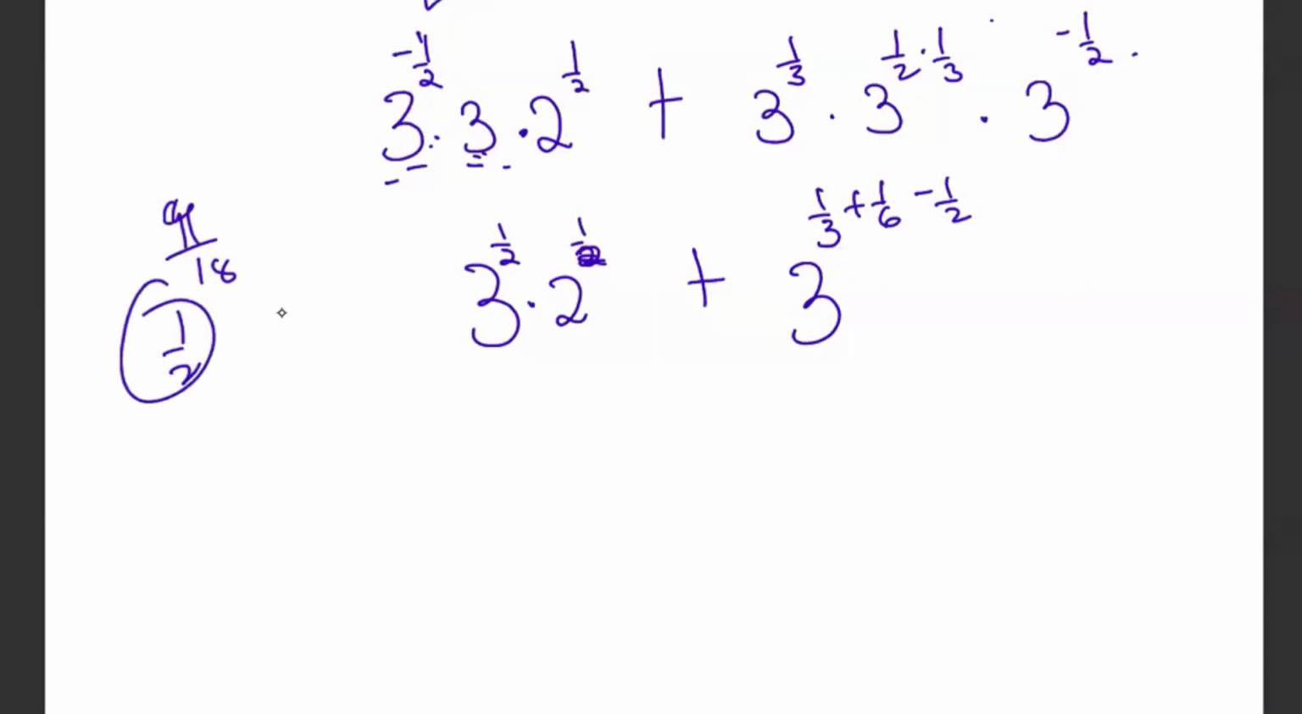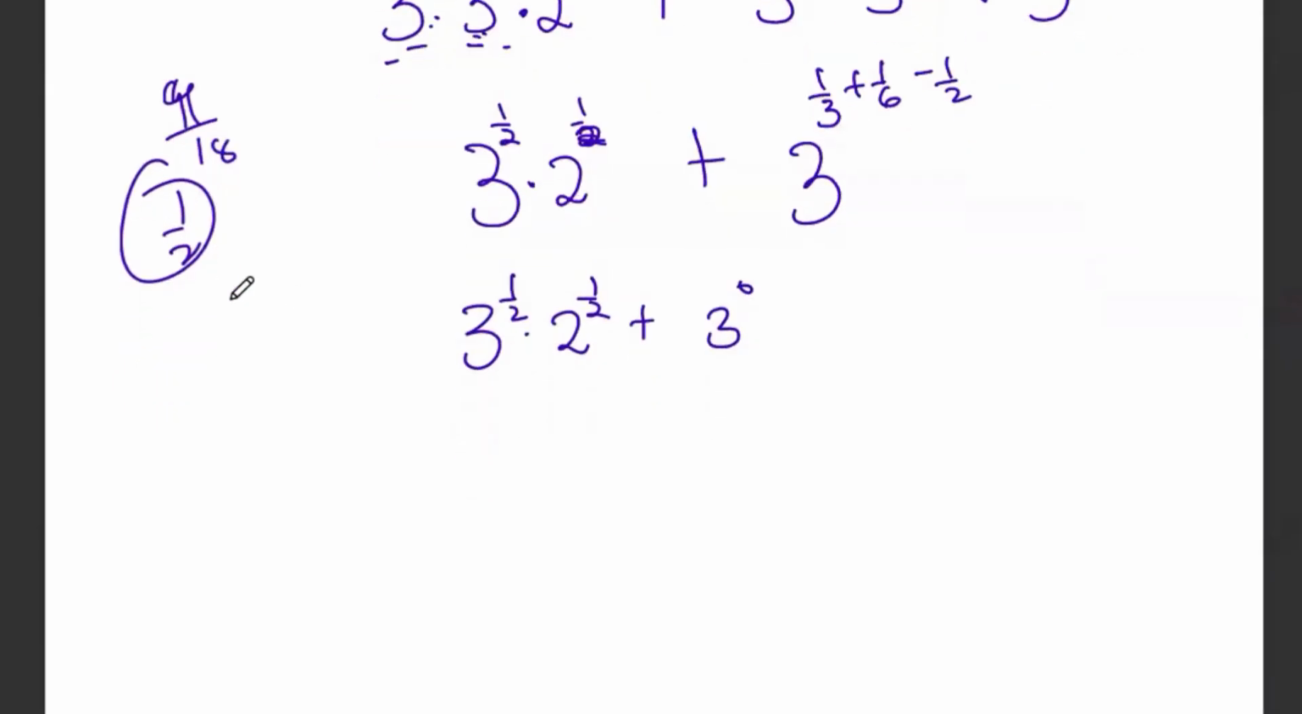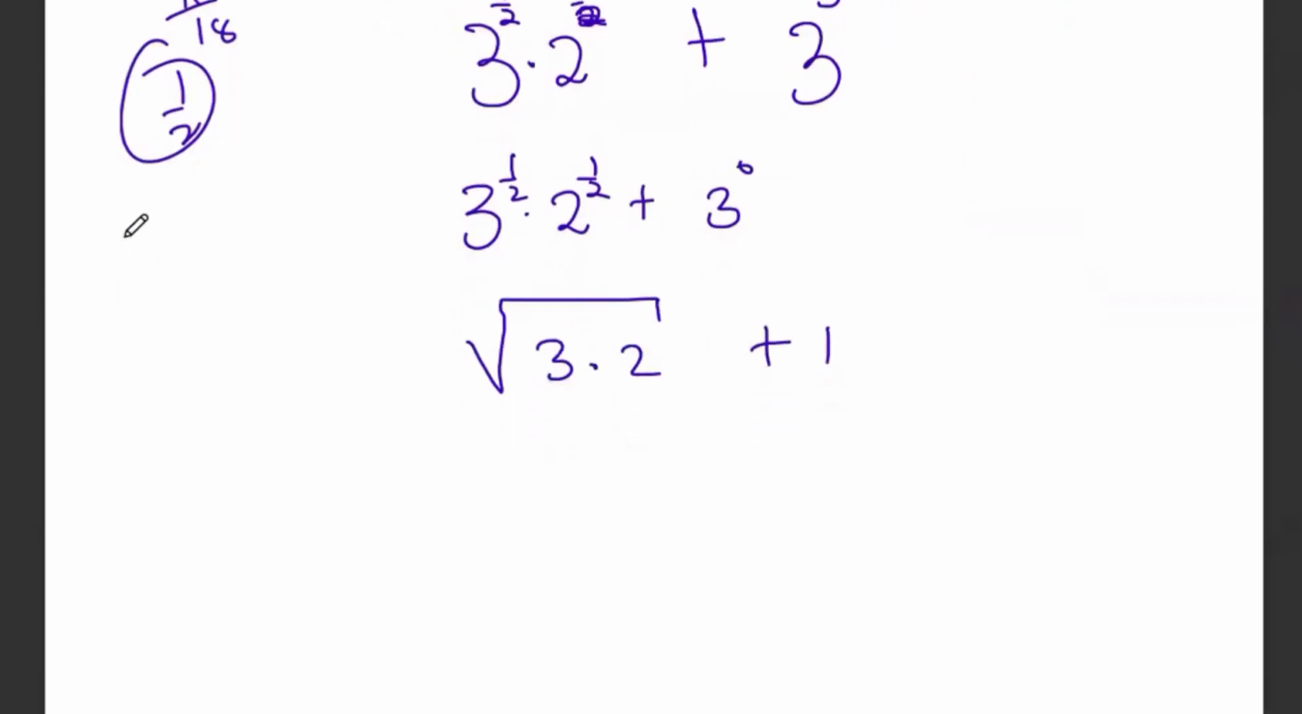9 over 18, which is a half minus a half, which is 0. So 3 to the half multiplied by 2 to the half plus 3 to the 0, which is a 1. Okay, meaning that it's the same as the square root of 3 times 2 plus 1, meaning that it is 1 plus the square root of 6.